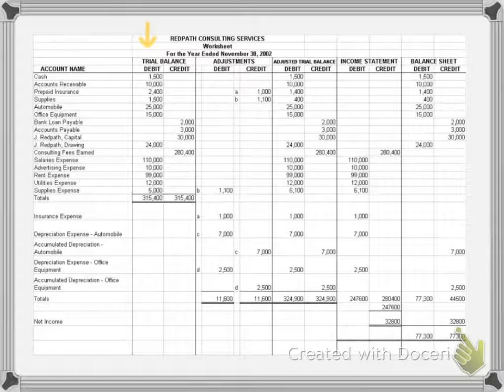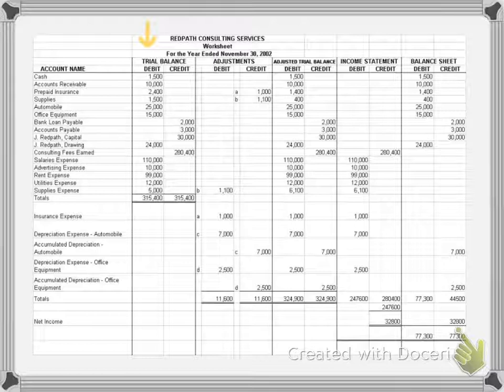But consulting fees earned is a revenue account, and it goes from $260,400 in the adjusted over to the income statement credit column. Now, when we look at the bottom of the income statement columns, we see that there's a difference of $32,800. That represents net income, right? If we look at the revenue of $280,400 and the sum of all of those expenses, $247,600, we have a difference of $32,800. That is the net income for this company.